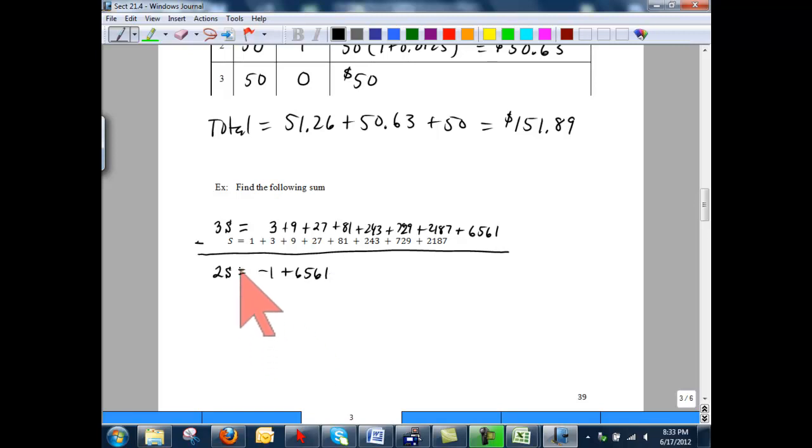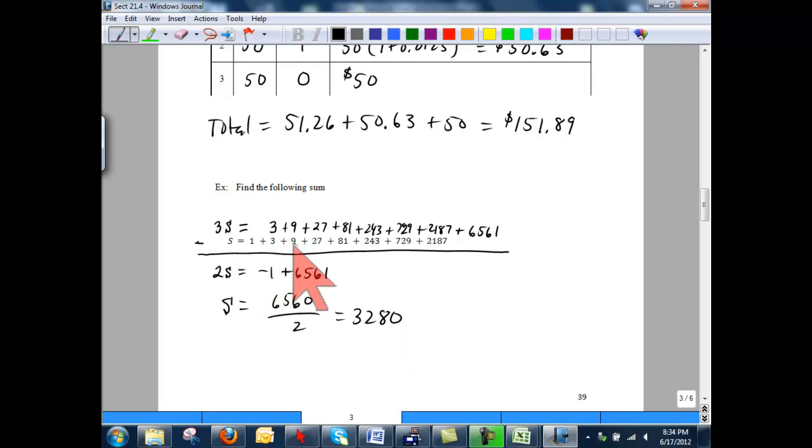And now what was I trying to do? Find s. So here's an equation. Solve for s by dividing both sides by 2. While I'm at it, 6561 plus a negative 1 is 6560. And divided by 2 is 3280.